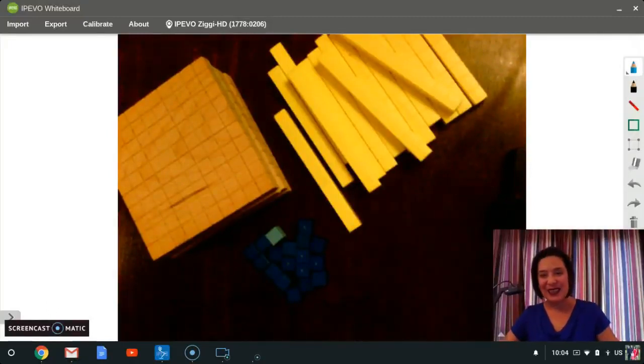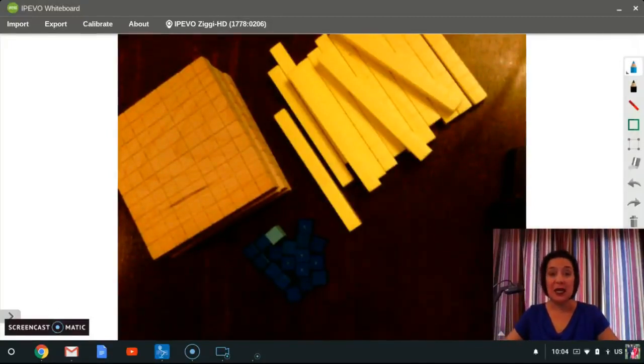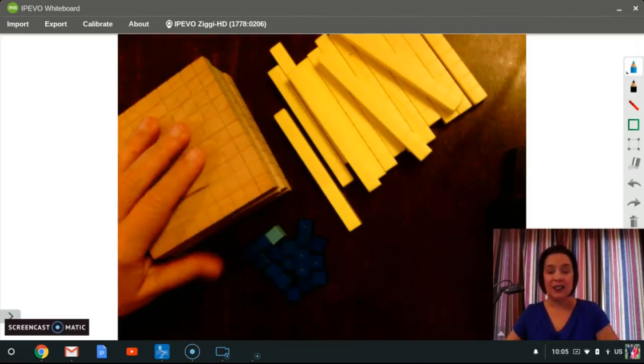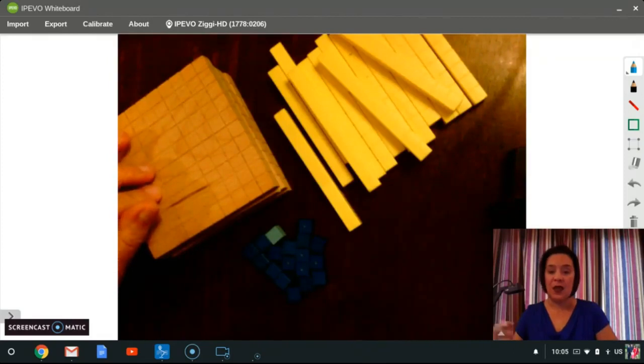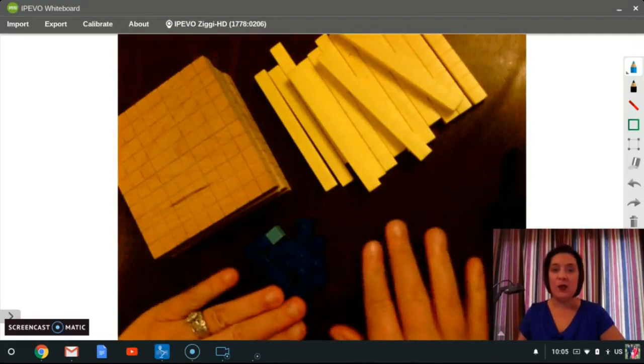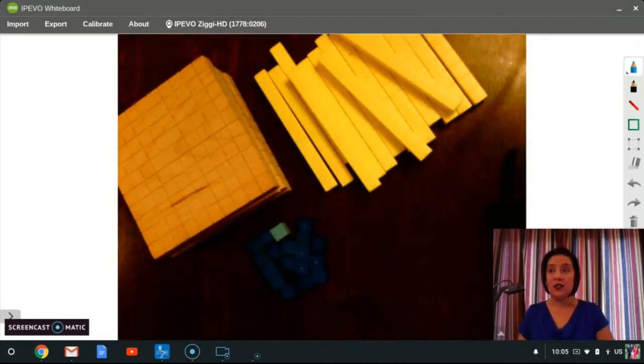Okay, so let's begin. Today you're going to need some base 10 blocks. On the screen you see that I have several flats. Those represent 100. I have several rods. They represent 10. And then we have our units or our ones cubes.